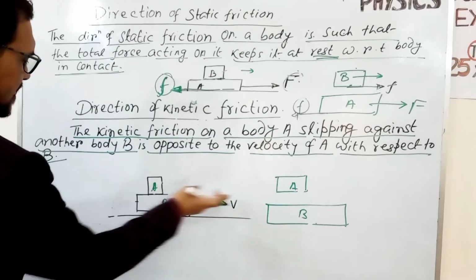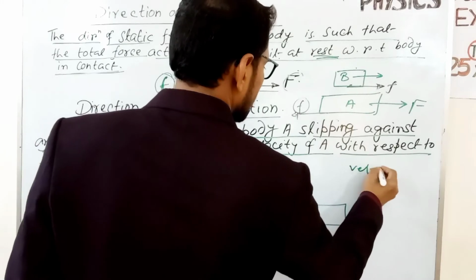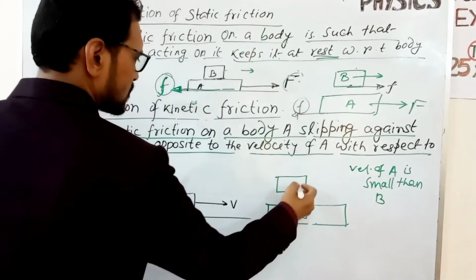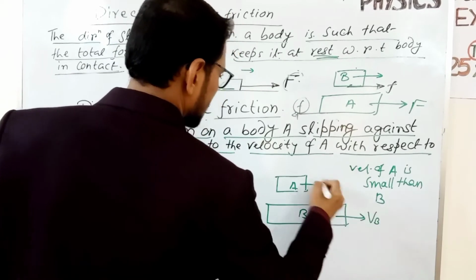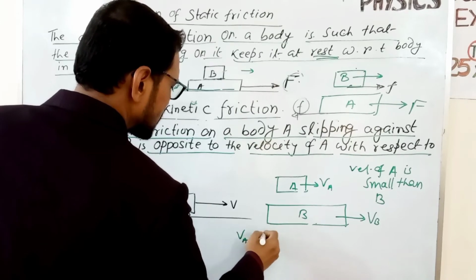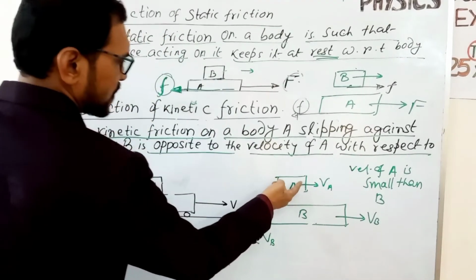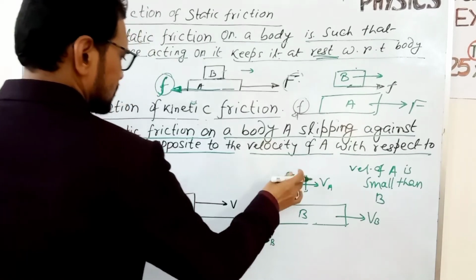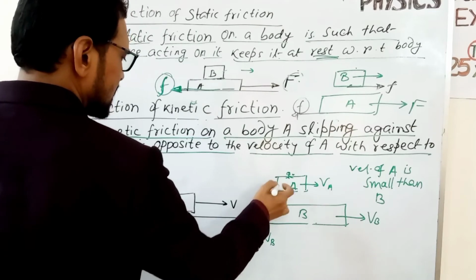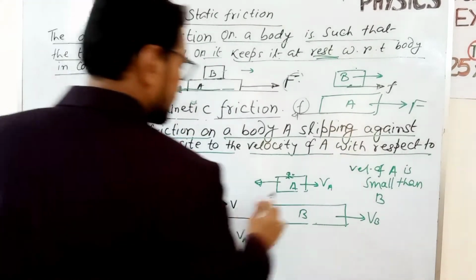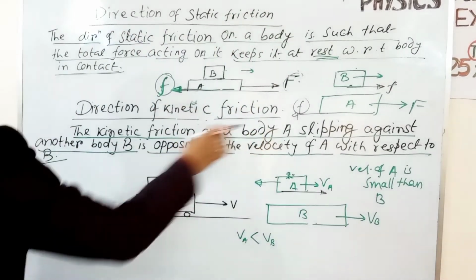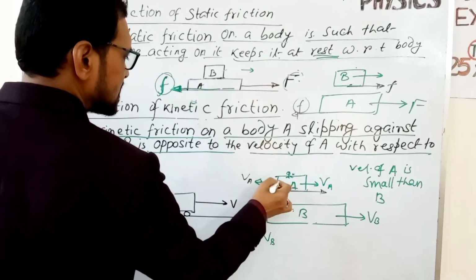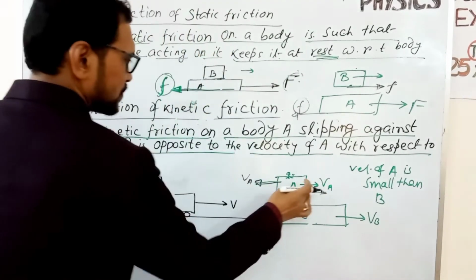Now block A moves against block B. Suppose the velocity of A is less than the velocity of B. Now if a man on block A observes this velocity, then it moves in this direction. So the friction acting on block A is in this direction, that is, slipping against another body is opposite to the velocity of A with respect to B. The velocity of A with respect to B is in this direction, so the friction force acts in this direction.